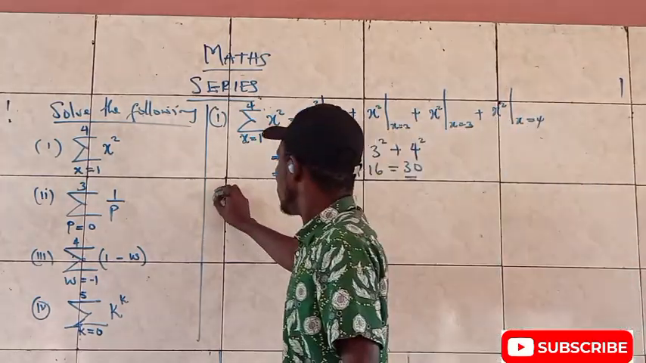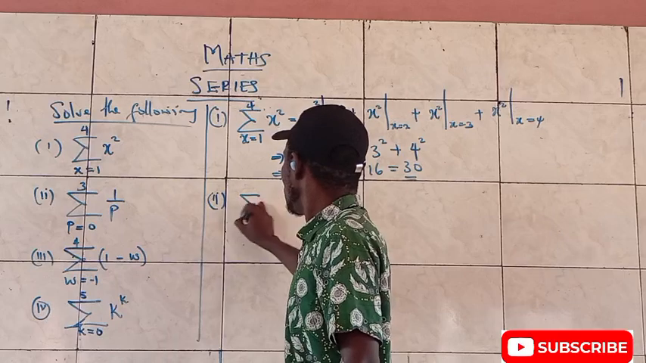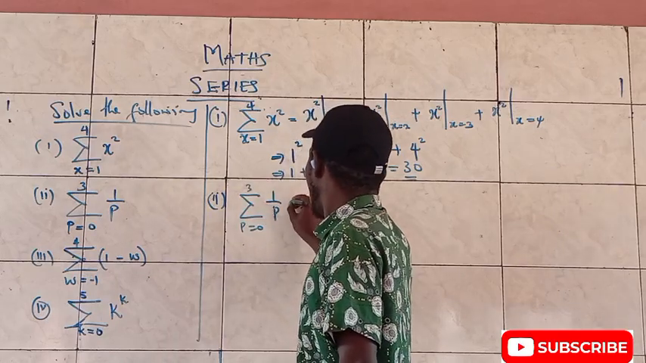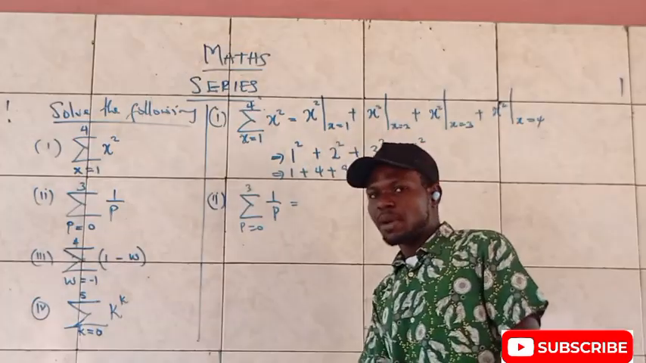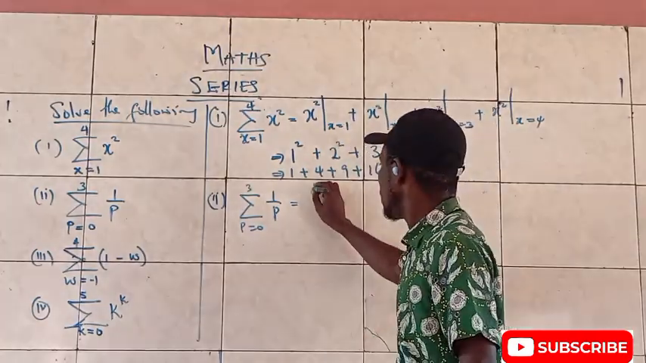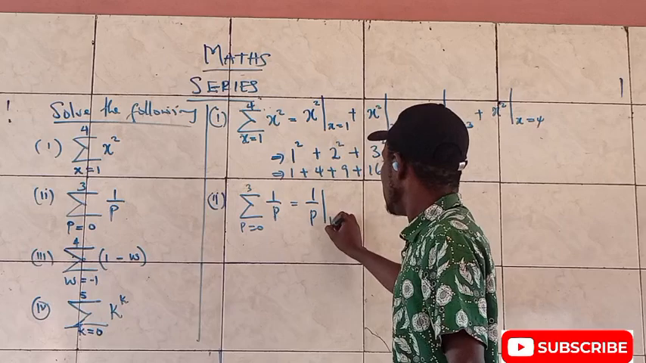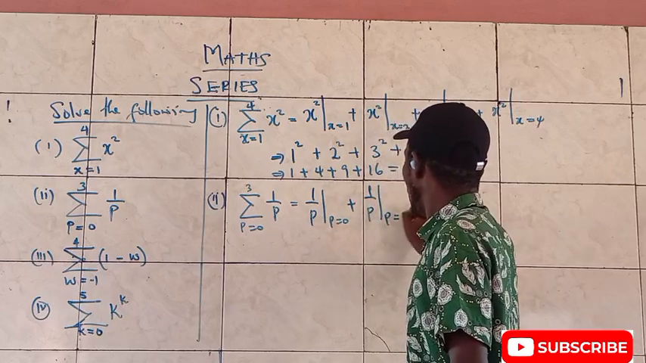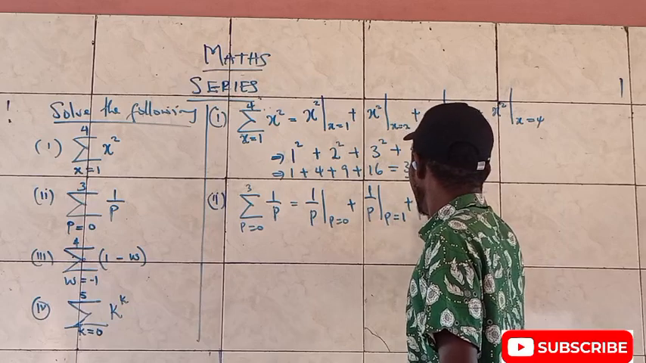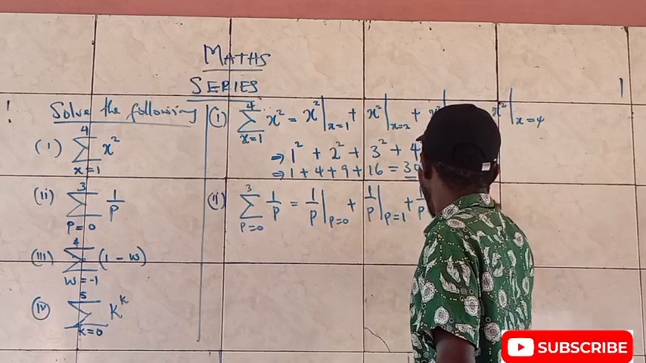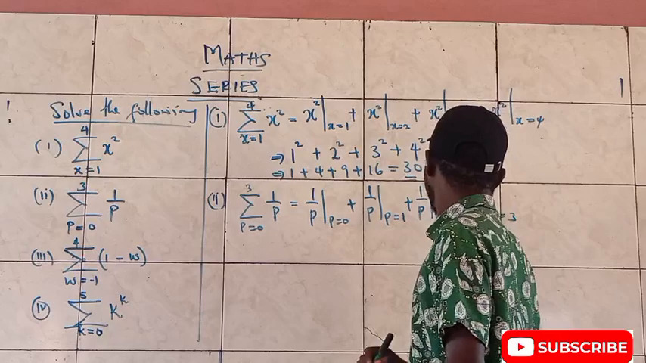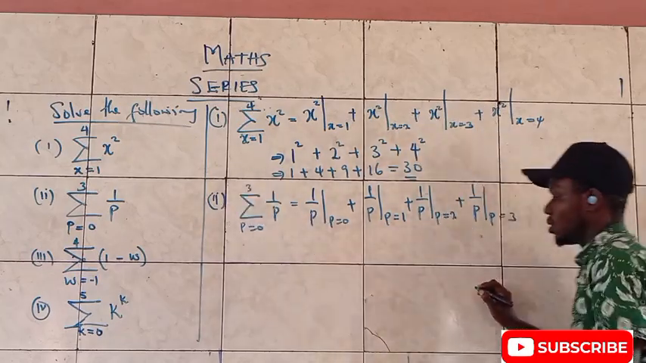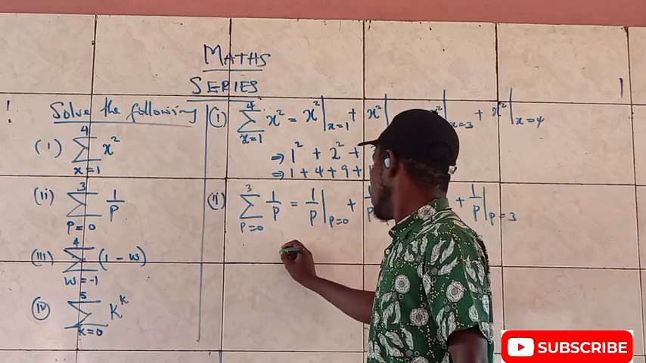So let's see Roman figure 2. I have the summation of p starting from 0 and ending at 3 of 1 over p. I follow the same process. I just need to say 1 over p with p being 0, plus 1 over p with p being 1, then 1 over p with p being 2, then 1 over p with p being 3. So I start from 0 and end at 3, just as I have on the board.